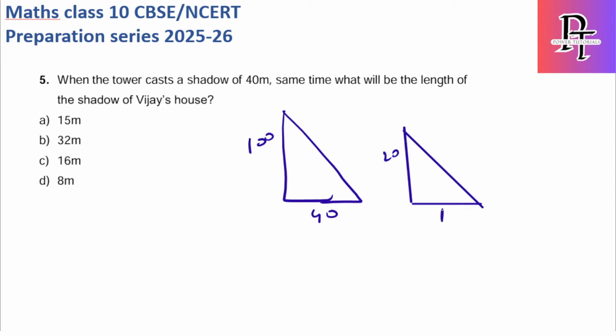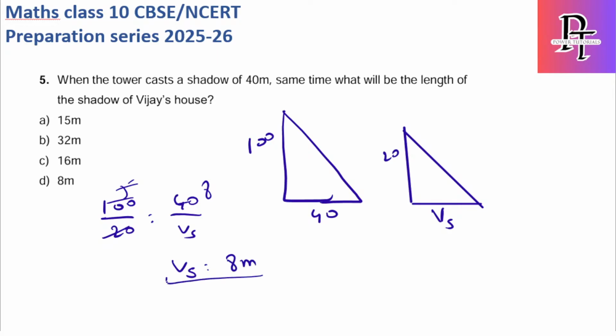This is the shadow of Vijay's house. So again 100 by 20 is equal to 40 by Vs. So 2 ones 2, 5 ones 5, 8s. So Vijay's house shadow is equal to 8 meters, which is option D. So all 5 questions for the case study are done.